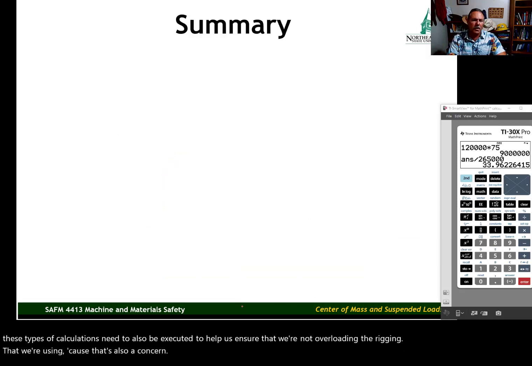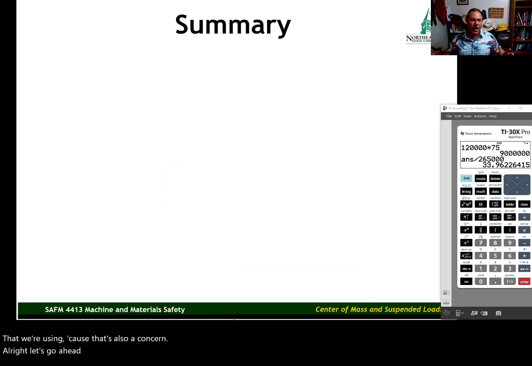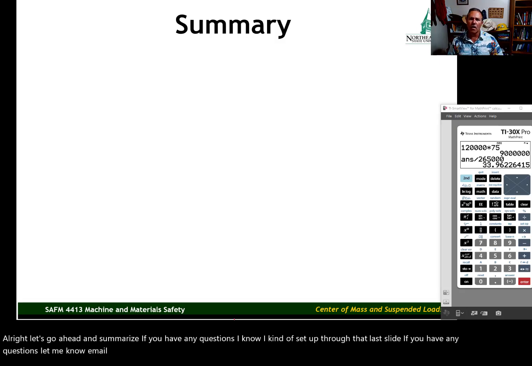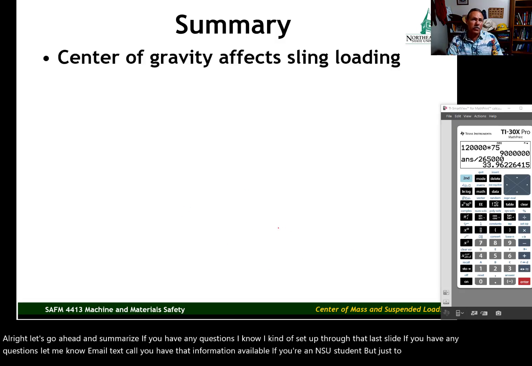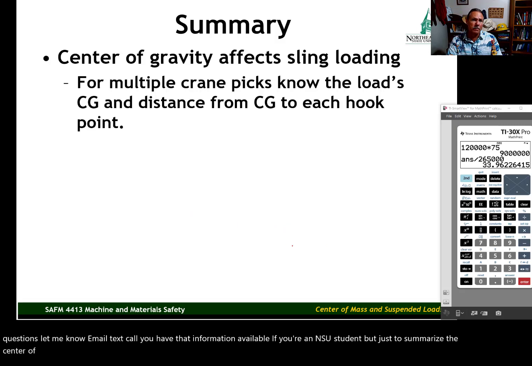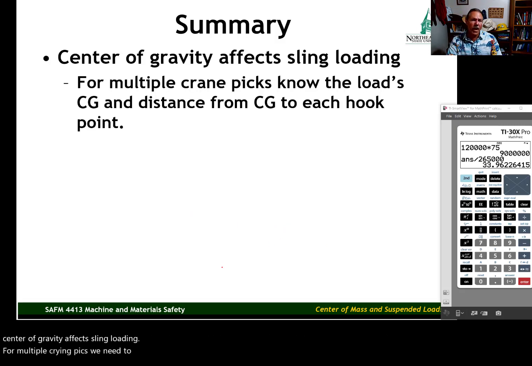All right, let's go ahead and summarize. If you have any questions, I know I kind of sped up through that last slide. If you have any questions, let me know. Email, text, call. You have that information available if you're an NSU student. But just to summarize, the center of gravity affects sling loading. For multiple crane picks, we need to know the load center of gravity and the distance from the center of gravity to each hook point.